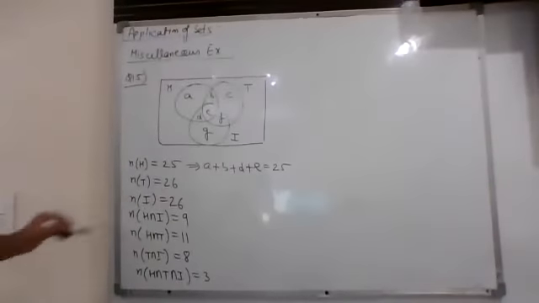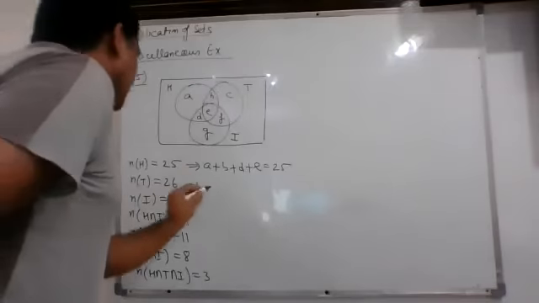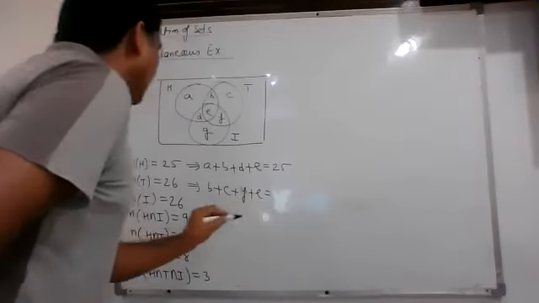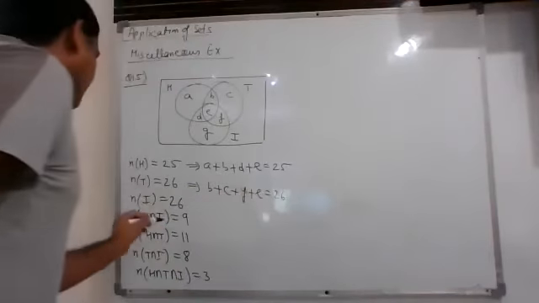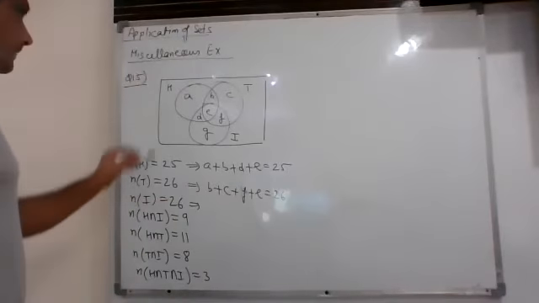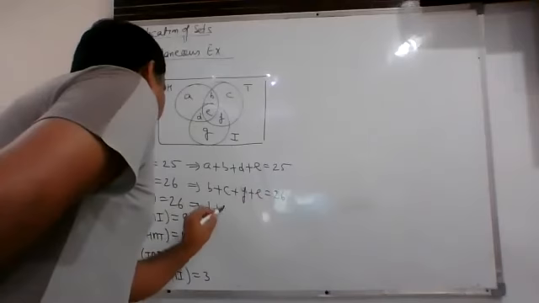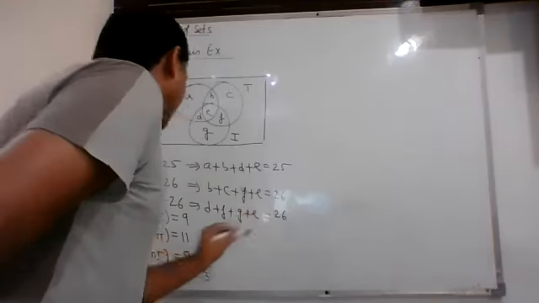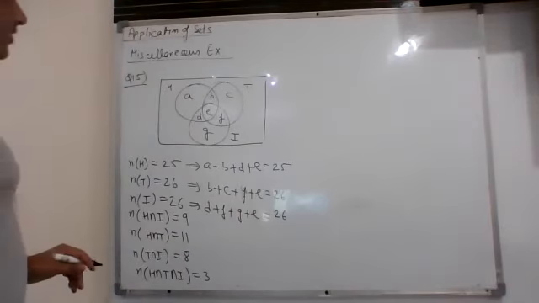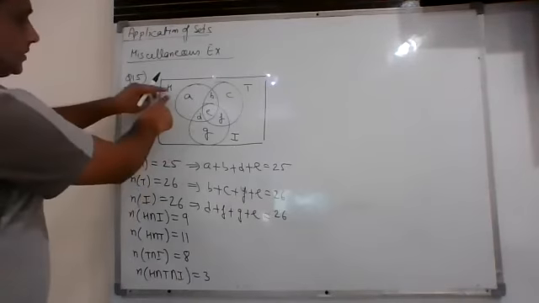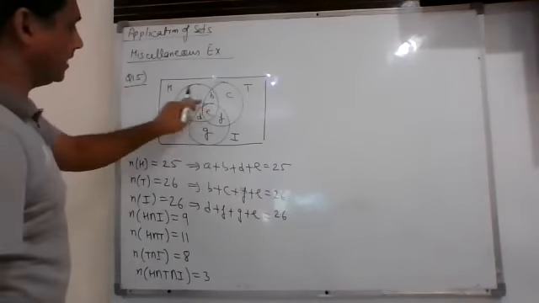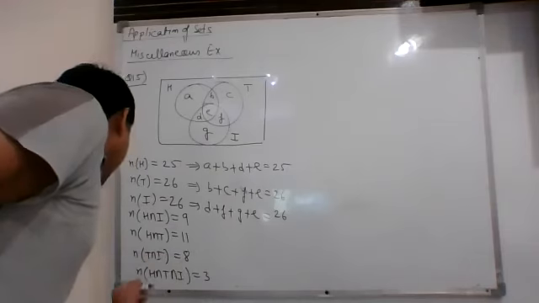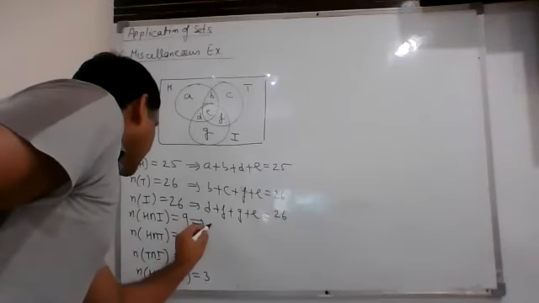Now you will decode this. So n(T) means B plus C plus F plus E is equal to 26. Next one, n(I). That means B plus F plus G plus E is equal to 26. Number of H and I. H and I means this is H and this is I. So H and I means E plus F.